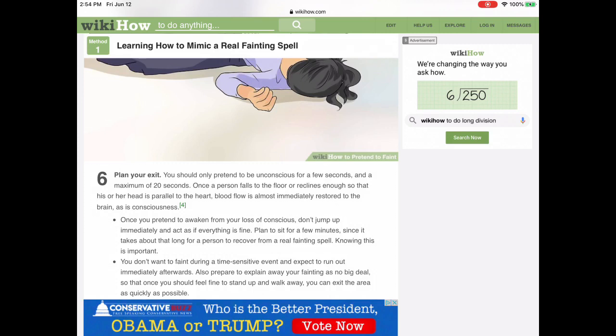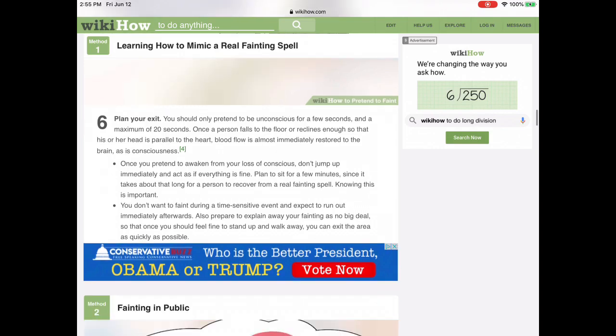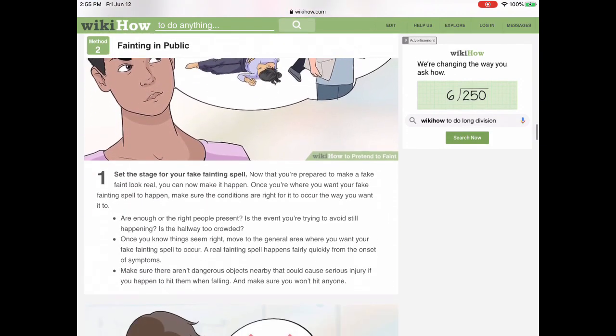Plan your exit. You should only be unconscious for a few seconds and a maximum of 20 seconds. Once a person falls to the floor, reclined enough so that his or her head is parallel to the heart, blood flow is almost immediately restored to the brain and consciousness. I can't read. Once you pretend to awaken from your loss of consciousness, don't jump up immediately and act as if everything is fine. Let it sit for a few minutes, knowing that it takes about that long for a person to recover from a real fainting spell. I hope you don't actually use this.